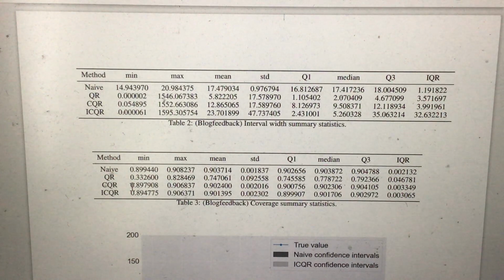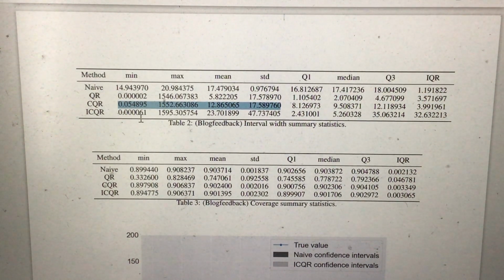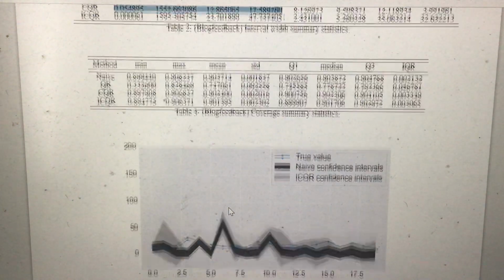Also for CQR, although the minimum, maximum and median are very close to 90%, we can see that the average length is conservative. But for ICQR, the average length is similar to quantile regression, and its coverage is very close to 90%. That means it will be close to the actual needs and the actual situation.